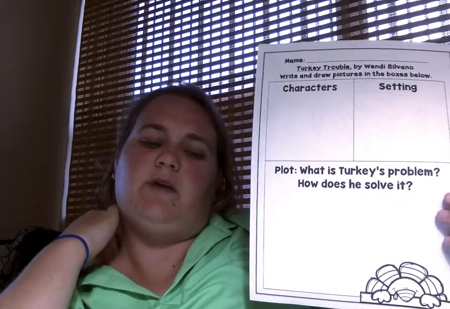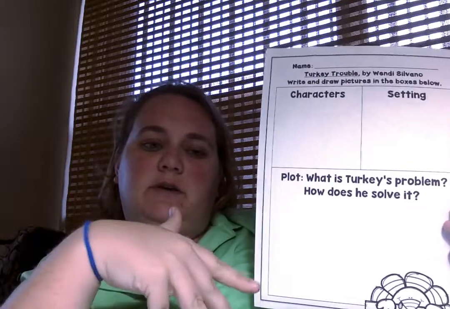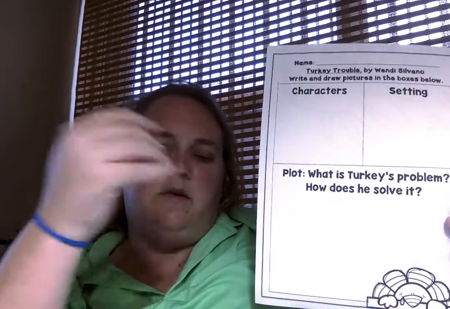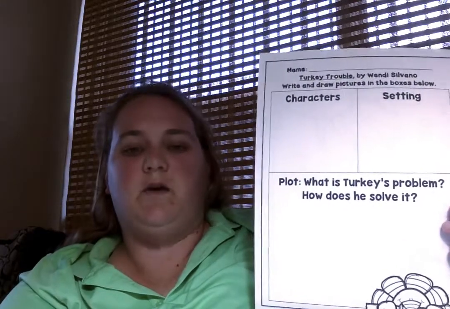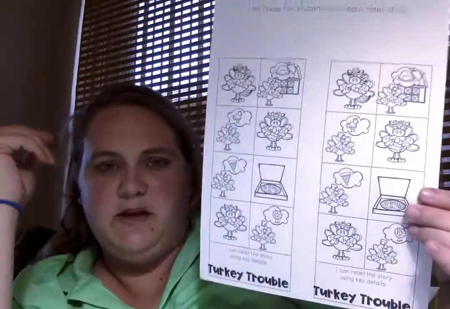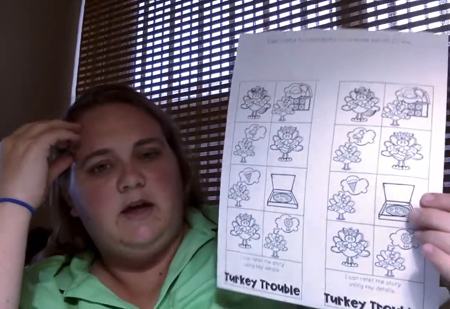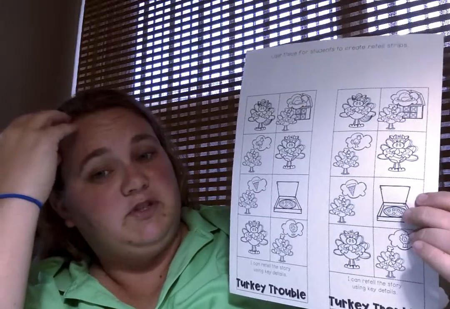They wouldn't have to have all the details being used for their solution. They would just pick the one main one. Sticking with the visuals for the low-level readers, they will have these little pictures that retell the story. They would cut them out and glue them onto a sheet of paper.